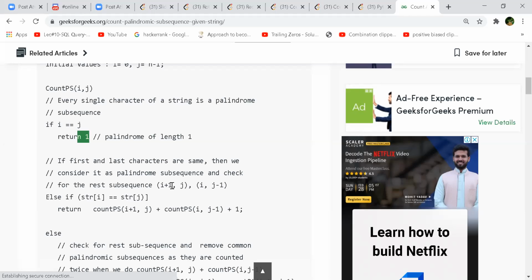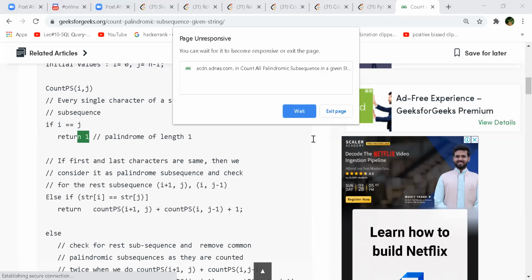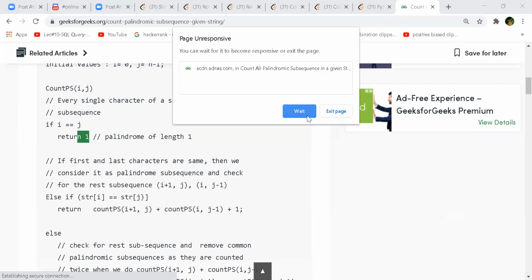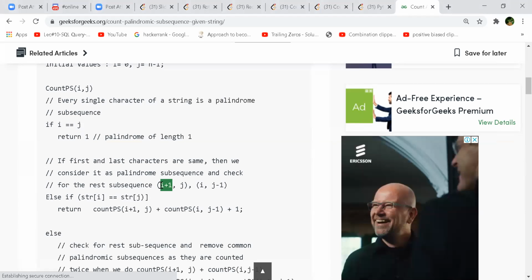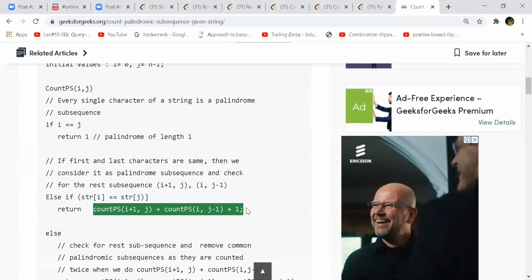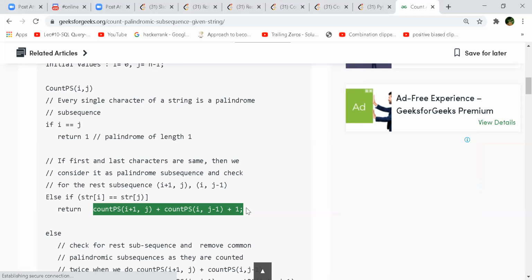If the first character matches the last character, then he is increasing the starting index. Otherwise, the other option is decreasing the last index and keeping the first index, and these are the two calls he is making. So if the extreme characters are matching, there are two possible ways, the same as in LCS: 1 plus the max of the same thing.